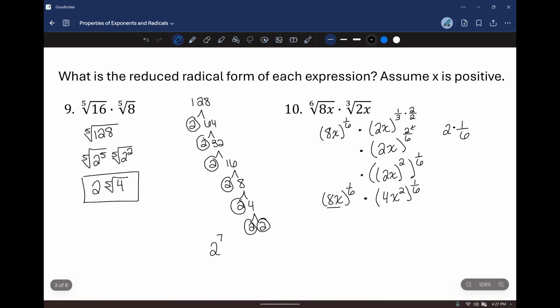I can multiply them together. So 8 times 4 is 32. And then x to the first times x squared is x to the third. And this is to the 1/6 power. So remember, this is a 6th root of 32x to the third. Now, 32 is made up of 5 2's. So I don't have 6 of anything that I could split that into. And I also only have 3 x's. So there's nothing more I can do with that one.